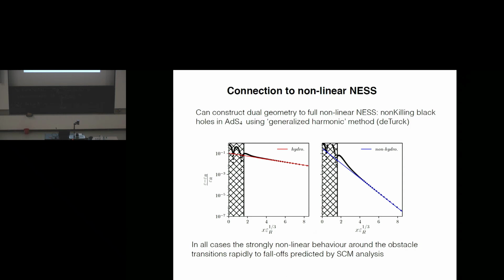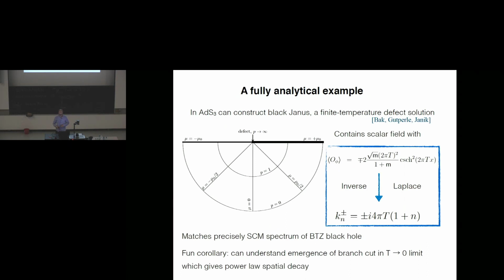And this actually happens in each case. So here I just illustrate one where the leading one is something that connects to hydrodynamics. Here it's one that doesn't connect to hydrodynamics. So in all cases, the strongly nonlinear behavior around the obstacle transitions rapidly to fall-offs predicted by this SCM analysis.